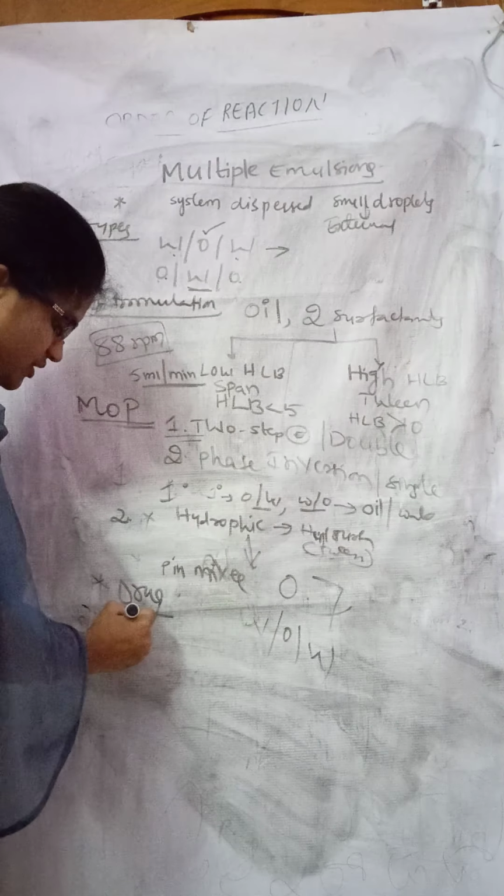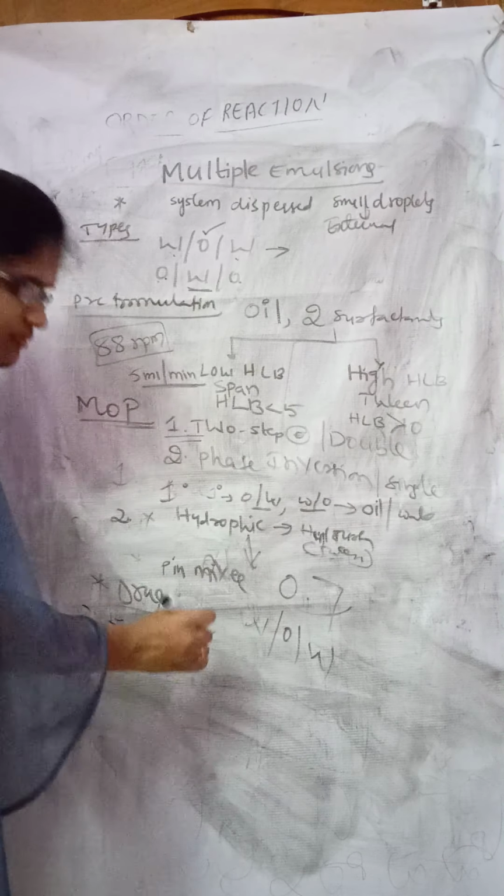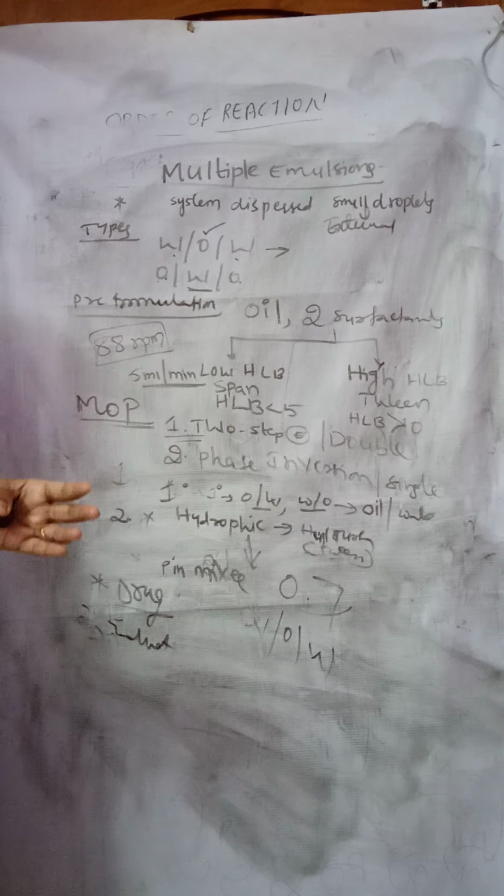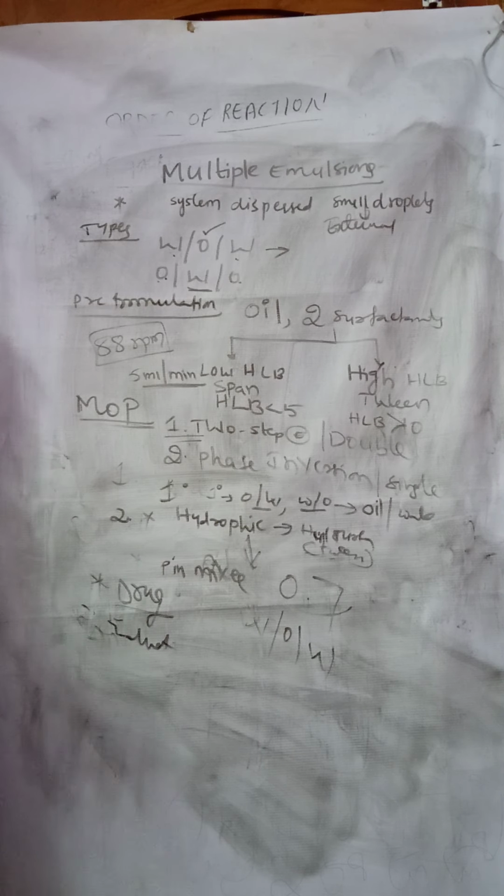Okay, so next we will see the evaluation parameters for multiple emulsions. We are going to check the droplet size, the number of globules present, and the average globule size. What is the average globule size and what is the size distribution? Next are in vitro drug release studies and characterizations, like shape and so on. So these are the evaluation parameters for multiple emulsions.